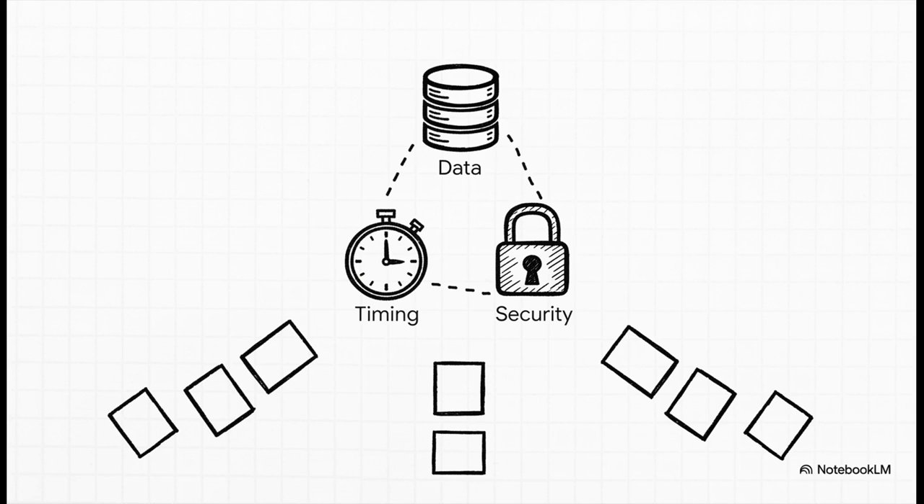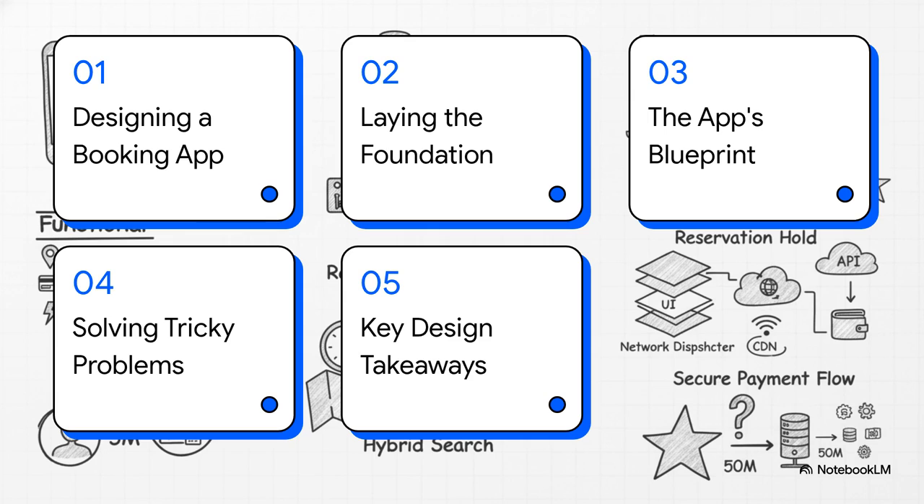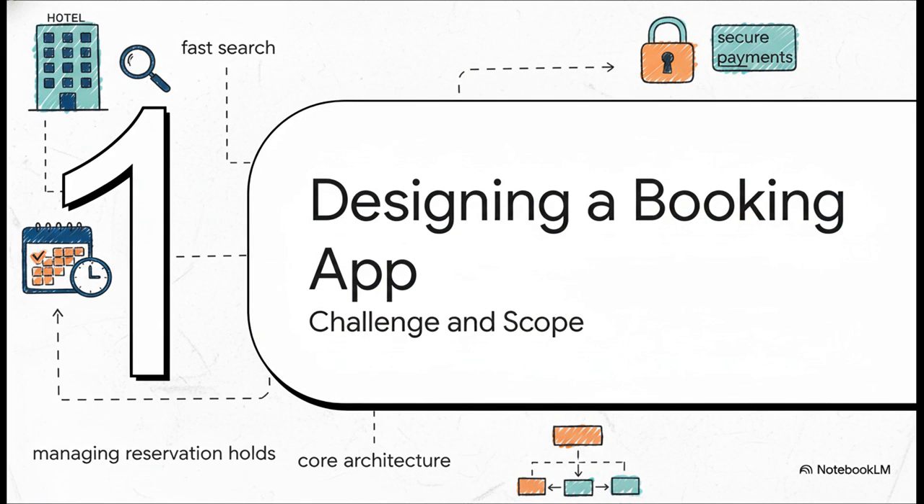But here's the good news. We're going to break it all down. We'll go step by step, piece by piece, so you can see exactly how it all comes together. Okay, here's our game plan. We'll start by figuring out what we're building, then design the foundation, the API. From there, we'll look at the app's blueprint, tackle some really tricky problems, and wrap it all up with the key takeaways.